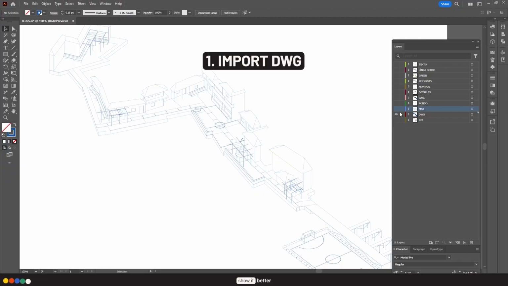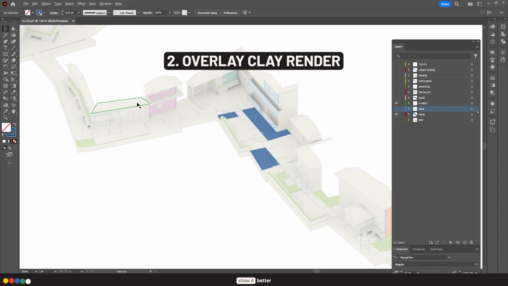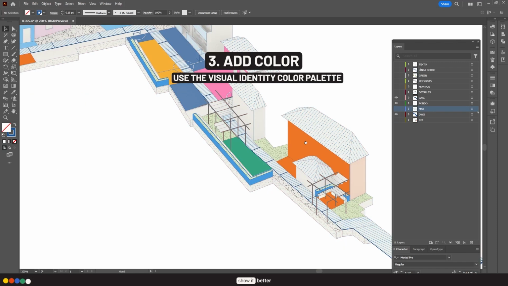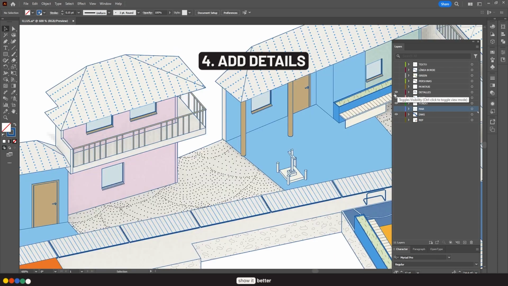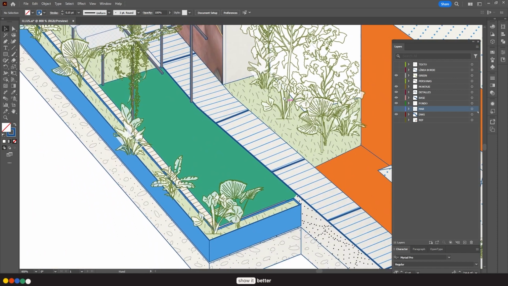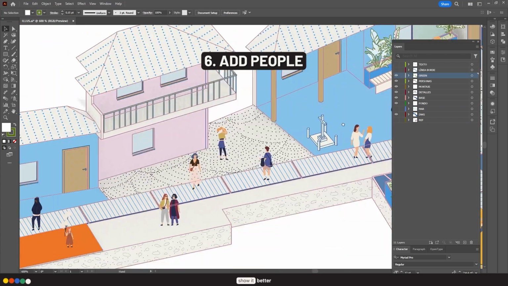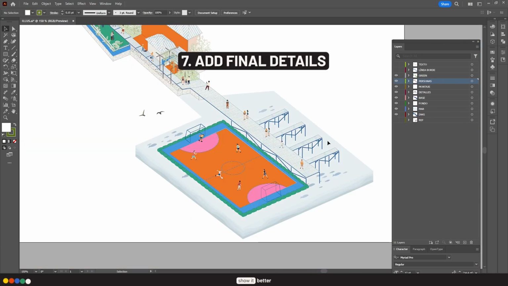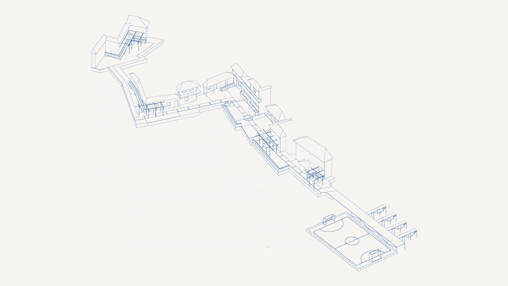Another important visual in this project was the axonometric section, where they had to find a way to show a section of the loop they were creating, but in a creative, different kind of way. So they created different cuts through the model, and with their visual identity color palette, imported this into Illustrator to make it look impactful and full of detail. This is the before, and this is the after.